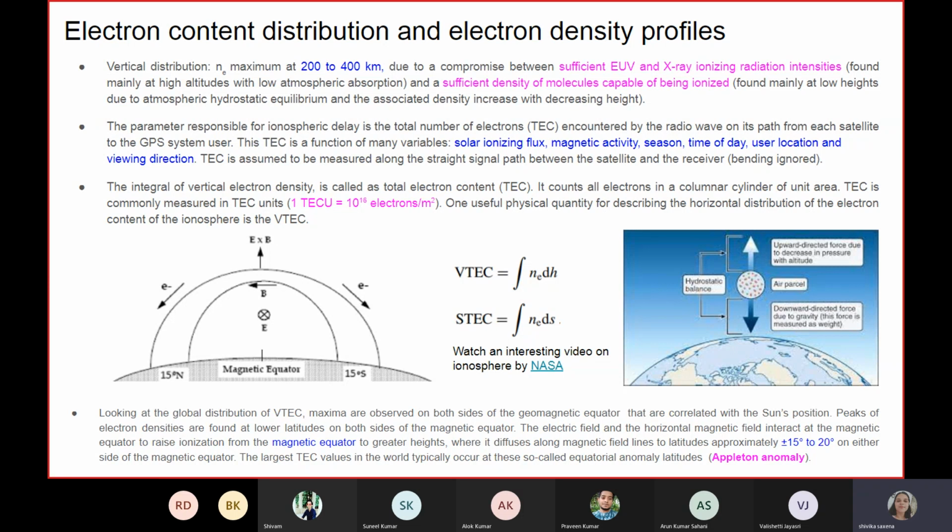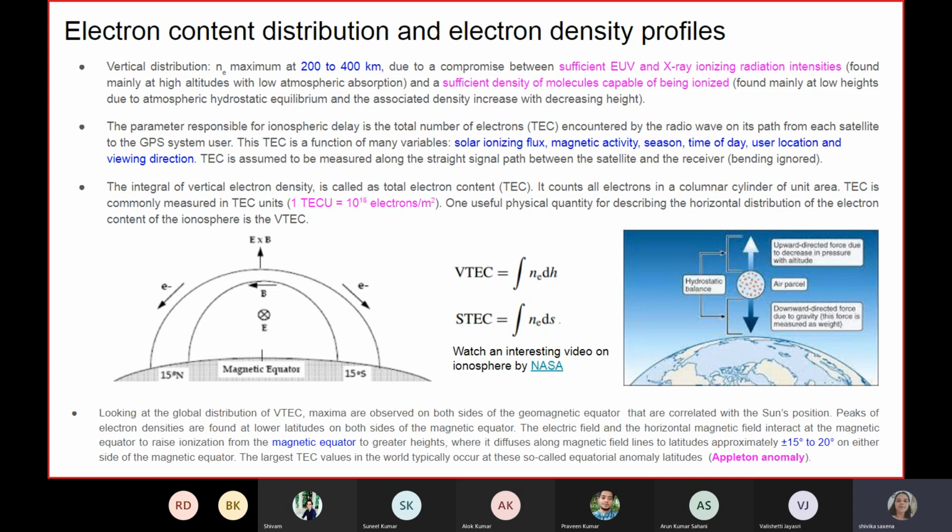One useful physical quantity for describing the horizontal distribution of electron content of the ionosphere is the vertical total electron content. At different points in a horizontal plane, you compute the vertical total electron count, VTEC. So different values of VTEC will be there at different points in a horizontal plane. That is how VTEC describes the horizontal distribution of the electron content.